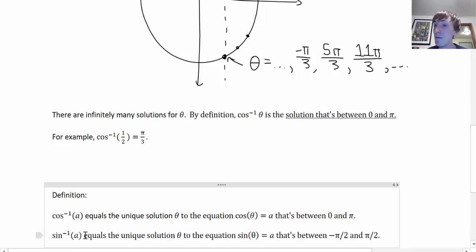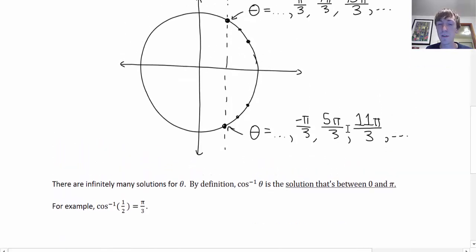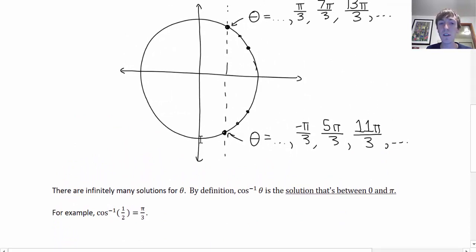Inverse sine is the same thing, but I have to pick my range a little differently. It's going to equal the unique solution to the equation sine of theta equals A that's between minus pi over 2 and pi over 2. The reason for that, going back up to the circle, is that instead of the top half of the circle, for inverse sine we're going to restrict ourselves to the right half of the circle. And that has to do with getting the full range of possible values of sine and cosine, right?